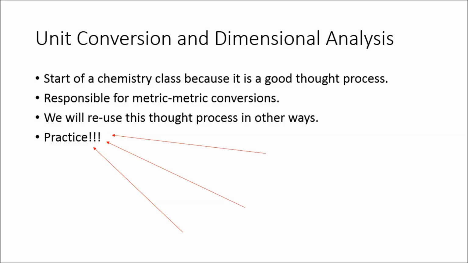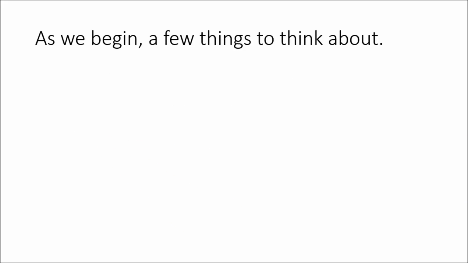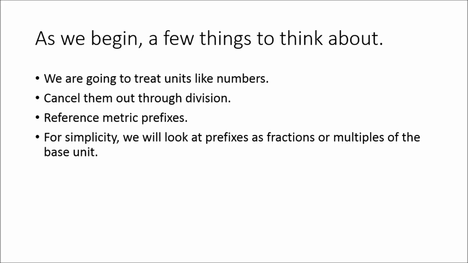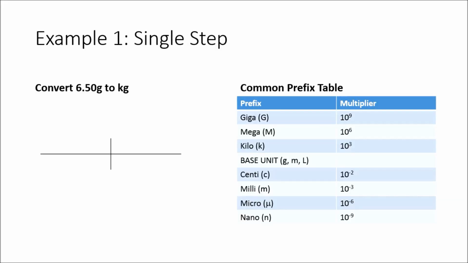As we begin, let's think about a few different things. First, we're going to treat units like numbers, which means that we can cancel them out through division. We're also going to reference metric prefixes, so knowing them would be a good thing. For simplicity, we're going to look at prefixes as either fractions of or multiples of a base unit like a gram, a meter, or a liter. So on the right, we've got giga, mega, kilo, centi, milli, micro, nano, all of which are multipliers of a base unit like a gram, a meter, or a liter. Being familiar with those is going to be very handy.